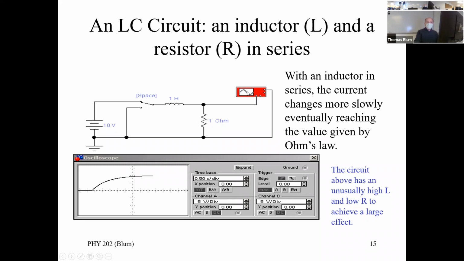Now the oscilloscope is across the resistor, and here is the inductor, and there's a switch, and we close the switch, and there was no current, and then there's going to be current, but the change in the current is sort of spread out, and it's characterized by a time constant, which is related to the R and the L.